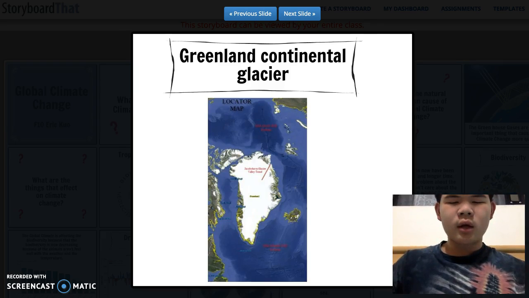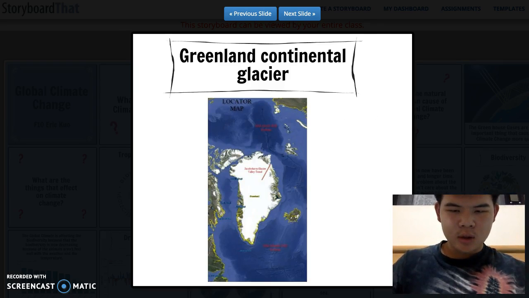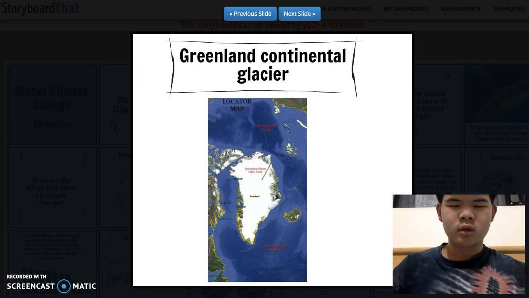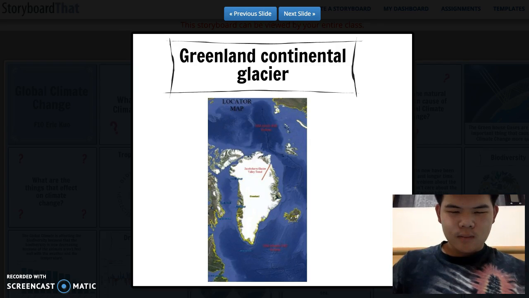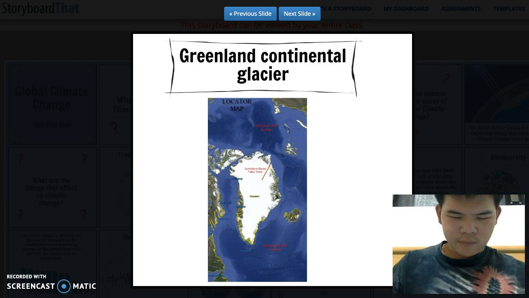The Greenland continental glacier. The Greenland continental glacier has an effect on global climate change because the temperature is rising. Therefore, the ice in Greenland is melting.